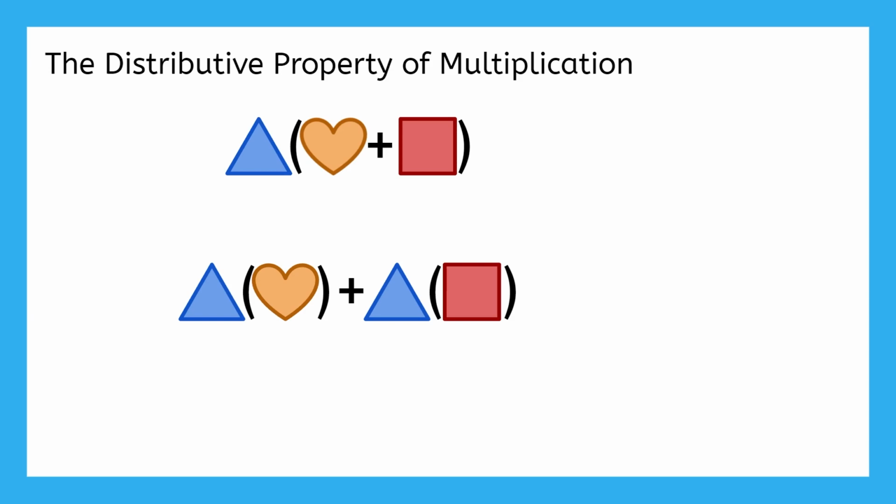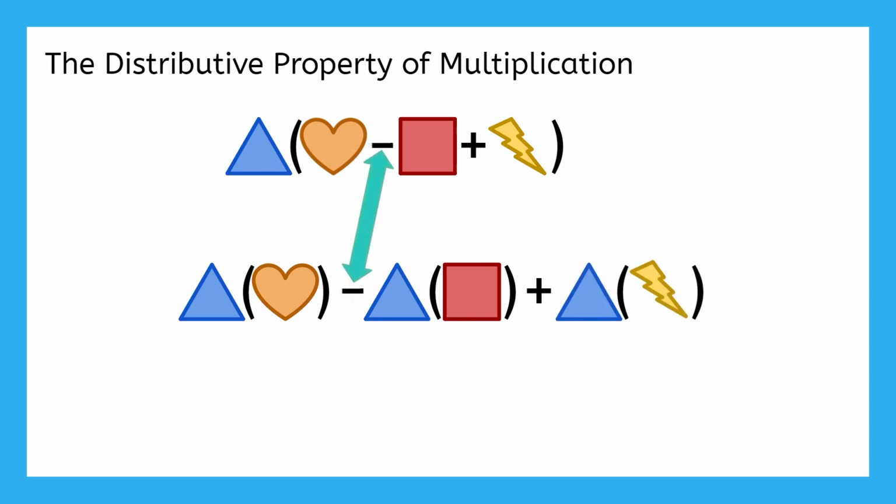It can also be used if you have more than 2 terms in the grouping. You would just distribute the multiplication to all of the terms. You can also use subtraction in the grouping too. What's most important is that you keep the same operations from the original grouping when you distribute. Let's do 2 example problems together to see what this looks like in action.